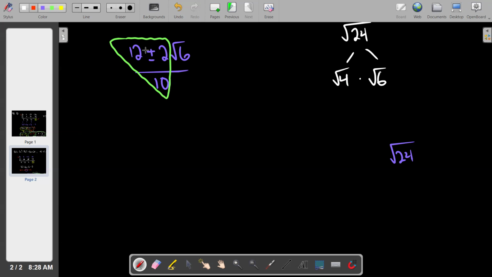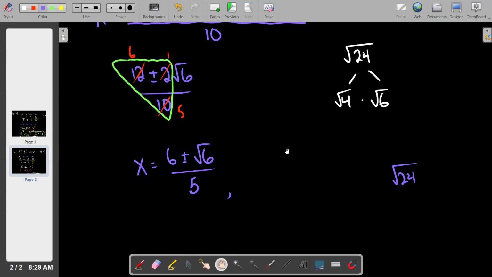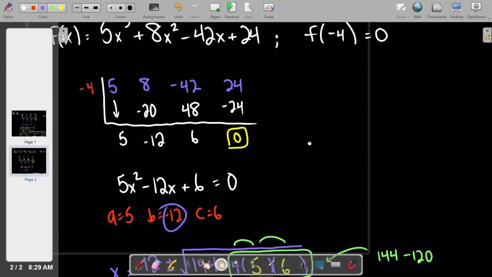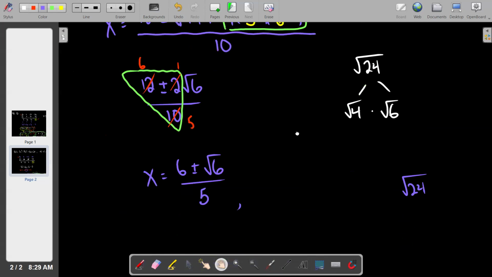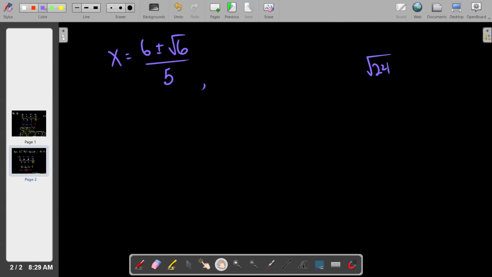So the 12 becomes a 6. What does the 2 become? What does the 10 become? What's our final answer going to be? 6 plus 6. And then I want to put a comma here because remember from about 5 minutes ago, there was another answer earlier. Let me scroll back up. Do you remember who he was? So I want to say, okay, x equals that, and x also equals -4.